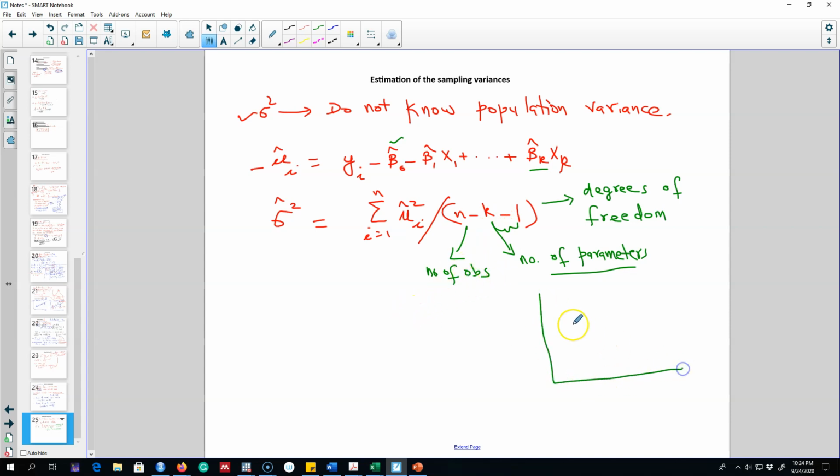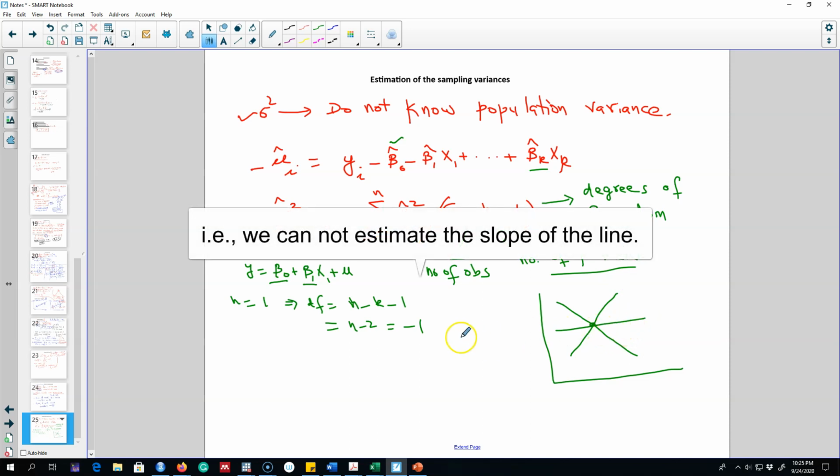And the idea of degrees of freedom is as follows. Let's say we have just one observation in the data. If we want to estimate a model like this with only one variable, here k is 1, so n minus 2, so our degrees of freedom is minus 1. So it seems like we cannot estimate this model. Why? Because essentially we can draw a line like this, and like this, and we do not know which line is a better one.